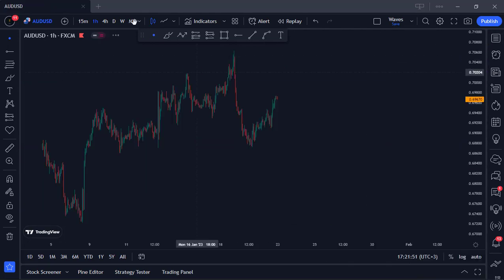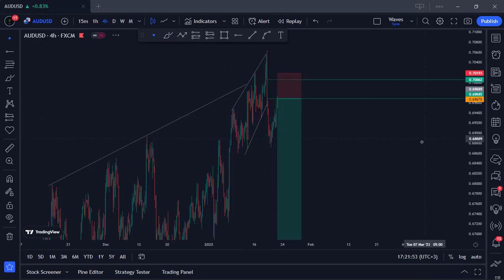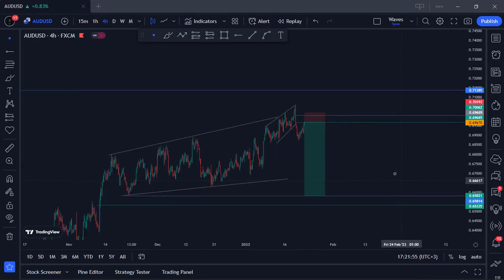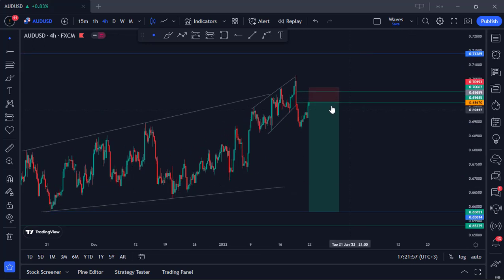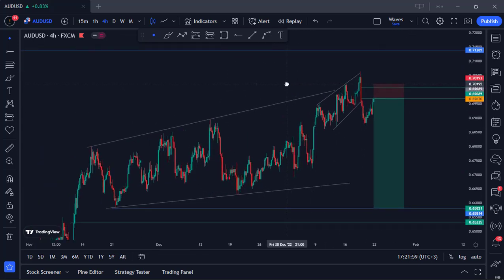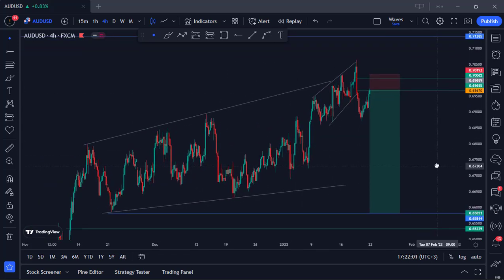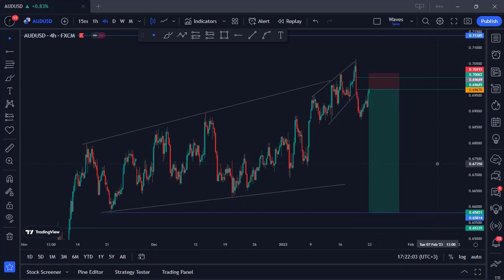Next we looked at Aussie Dollar, and I remember talking about this three touch pattern on the top over here. If you didn't see our previous analysis, just look at my previous video from last week, or I'll post it at the top right so that you can just click on it and see it.